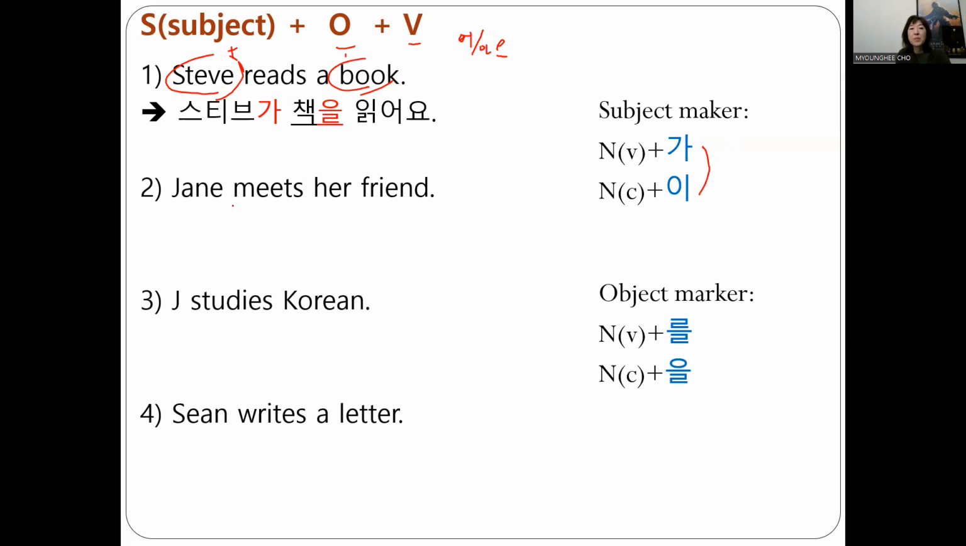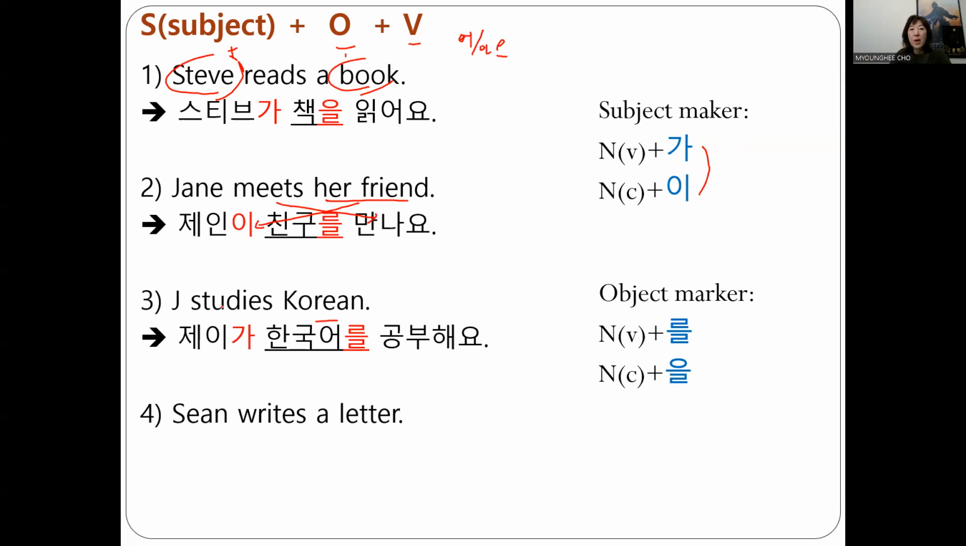Steve가 책을 읽어요. Jane meets her friend, subject, object, verb. 제인이 친구를 만나요. 제이가 한국어를 공부해요. 션이 편지를 써요. Okay, all these conjugation rules I introduced already. So as long as you remember 이/가, 을/를, how to conjugate 요, and the sentence structure, then you can make these sentences.